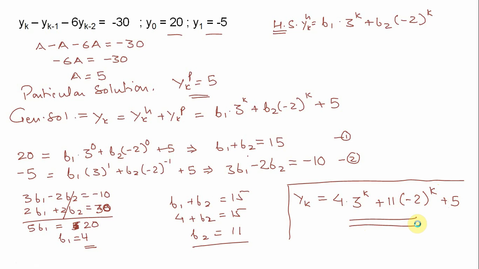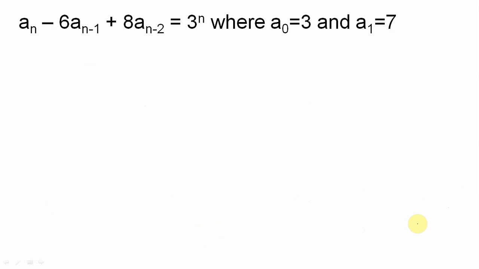Let's see another example. an minus 6an minus 1 plus 8an minus 2 is equal to 3 to the power n, and once again two initial conditions have been given. So first of all, let us find the homogeneous solution. For homogeneous solution, we will put this function fn equal to 0. In this case, f of n is equal to 3 to the power n. So for homogeneous solution, I have an minus 6an minus 1 plus 8an minus 2 is equal to 0. This is my homogeneous recurrence relation.